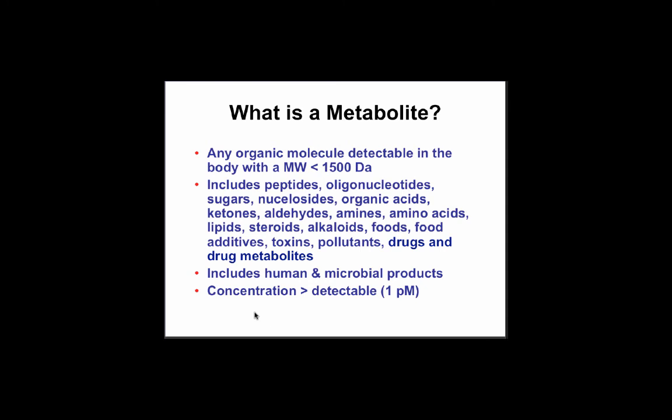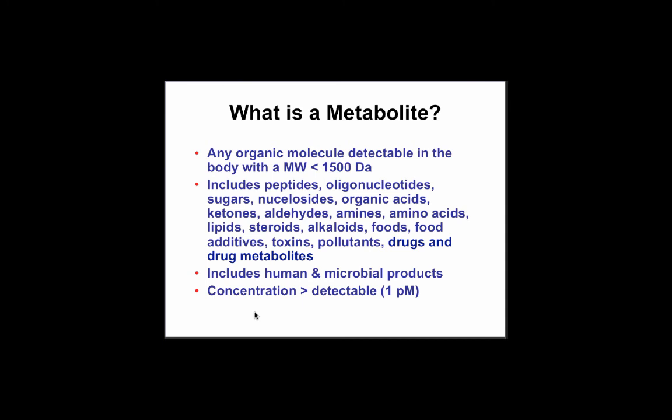Another important distinction or definition is what is a metabolite. And that's been evolving over a number of years, but I think people are settling on this. So basically, it's any molecule. It doesn't actually have to be organic, so I should probably cross that out, but it's any molecule detectable in the body where the molecular weight is less than 1,500 Daltons. So that means it does include some small peptides, less than about 10 or 12 residues. It includes some oligonucleotides. But it also includes more characteristic metabolites that we generally think of, so the sugars and organic acids and ketones and amino acids. It also includes most lipids. There are some massive glycolipids, which are really more macromolecules than metabolites.